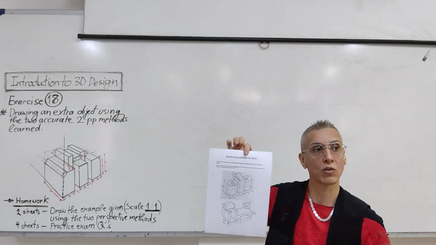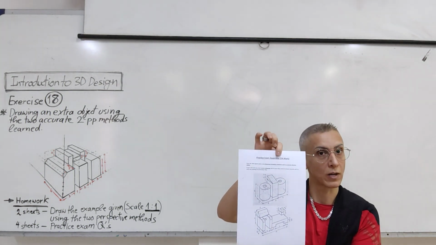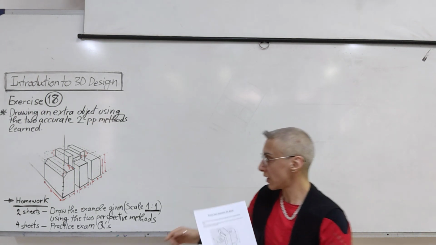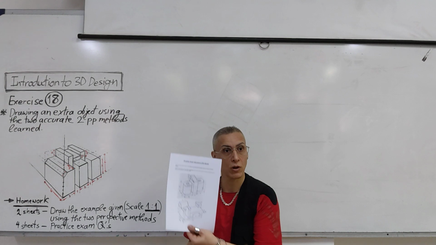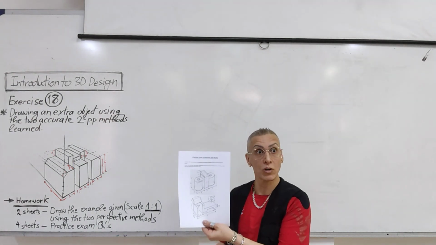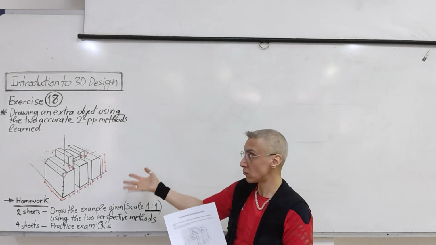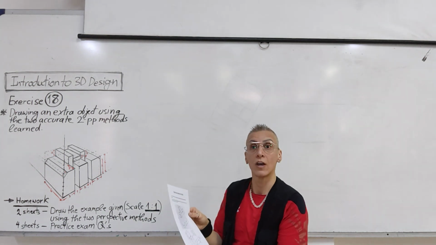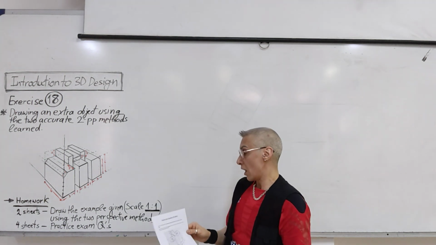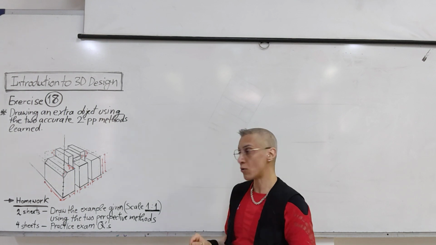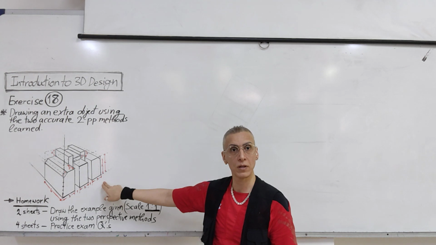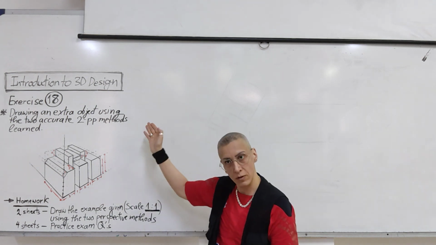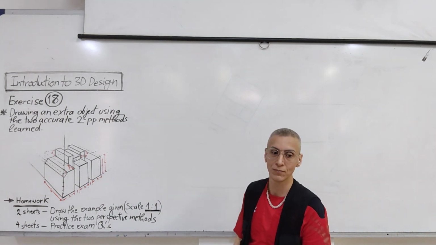According the measurements, according everything, scale 1 to 1, okay? So you will have here 4 sheets for this one, the practice exam questions, because you will get in the exam questions like this, okay? These kind of questions. So you need to practice, the more the better. So 4 sheets, this is your homework. The other homework, 2 sheets, to draw this example again 2 times using both methods, okay? Now, let me hand out the sheets.